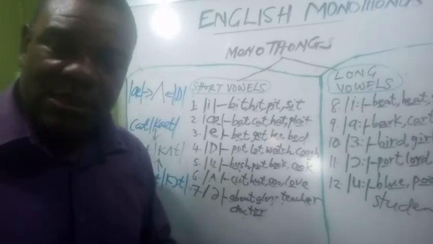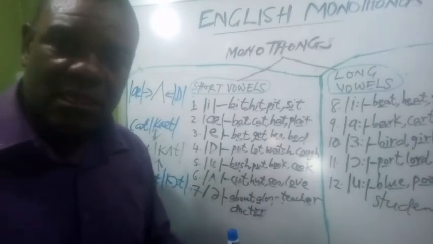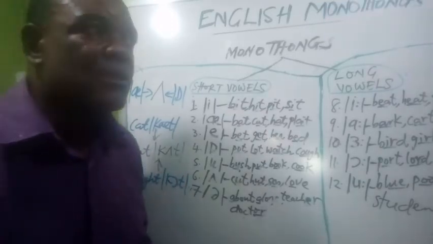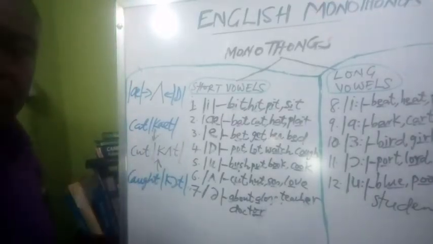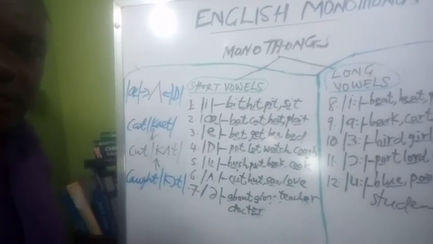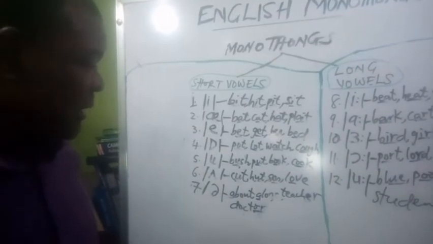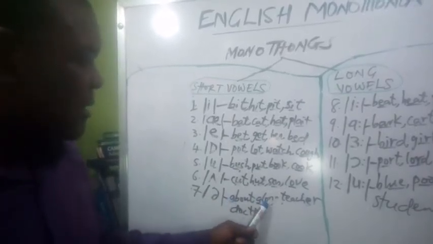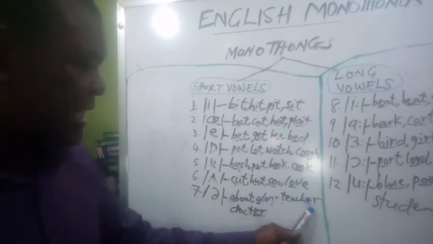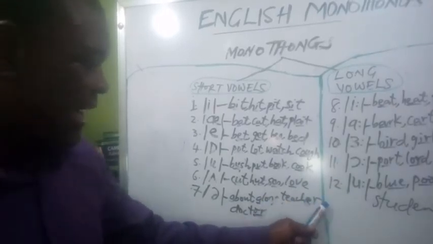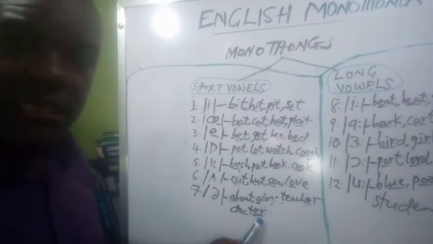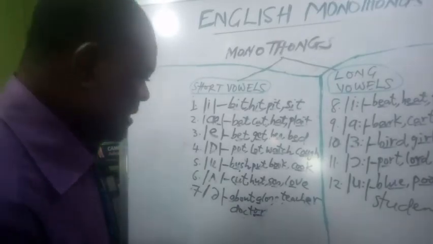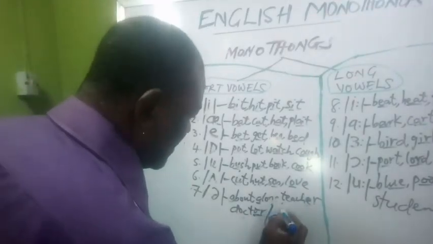The sound is pronounced, and we shall attempt to show how the articulation is done. Let's go through these words: about, alone, teacher, not teacher, doctor, not doctor. For instance, let's try to transcribe this word.